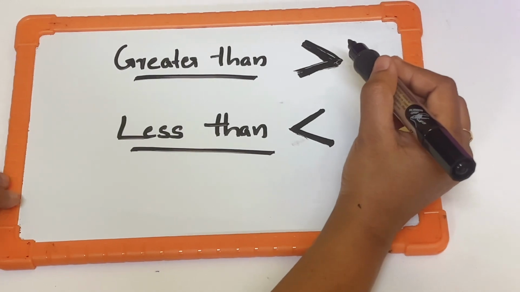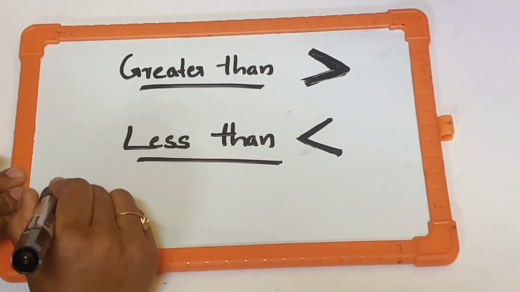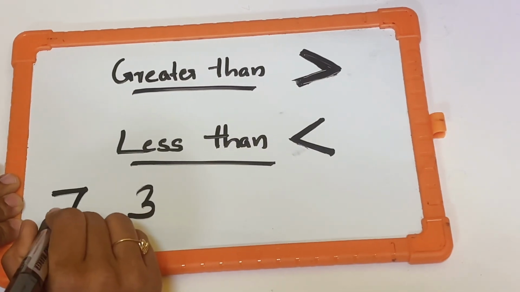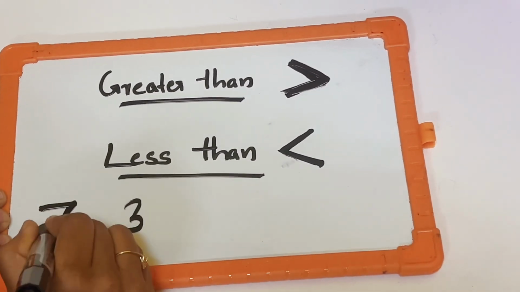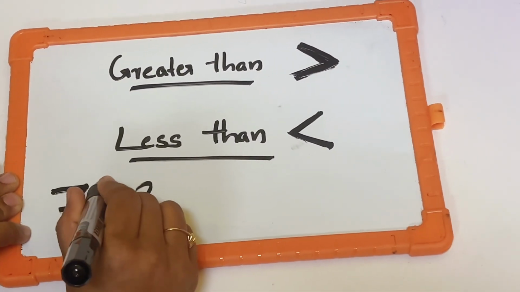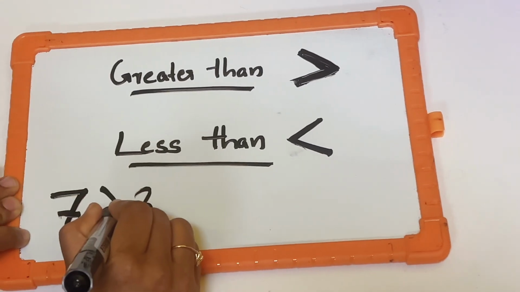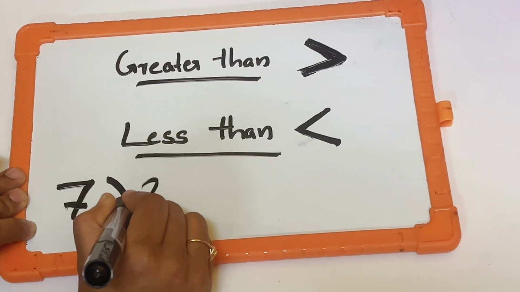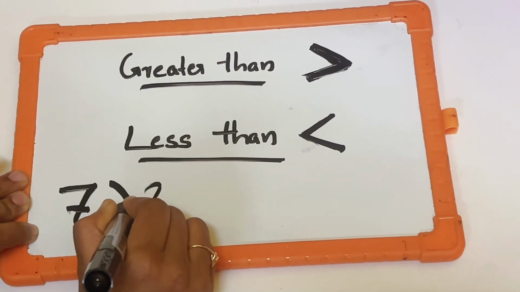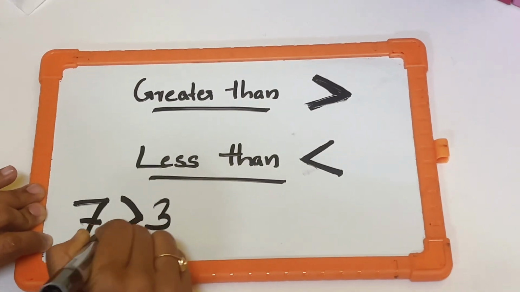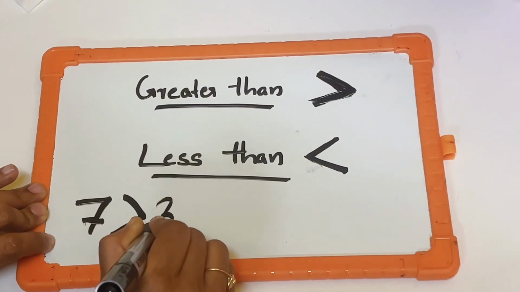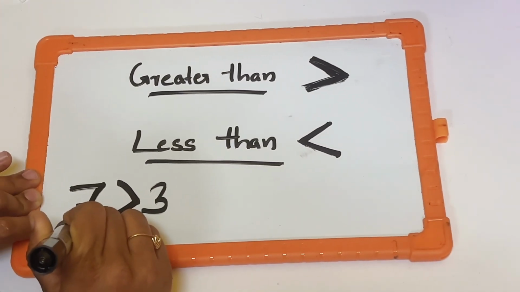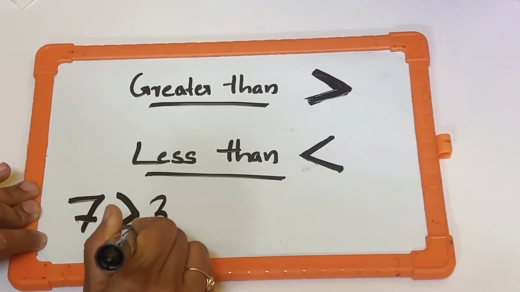Let's check how it works. Let's take two numbers, 7 and 3. Which is the bigger number? The 7 is the bigger number, right? So our crocodile will open its mouth to the bigger number because the crocodile wants to eat the bigger number. So it will open its mouth to the bigger number side. 7 greater than 3. The mouth opens towards 7 because 7 is greater than 3.